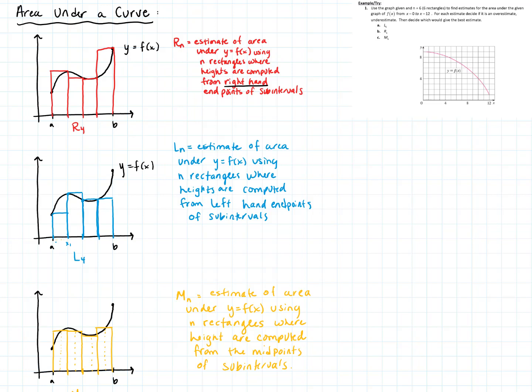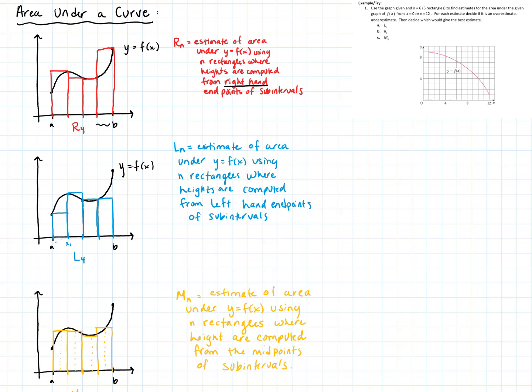Now, after we do an example, we're going to explore the idea of letting this N go to infinity, right? Because as we let N go to infinity, this estimate of an area will become an exact area. And it turns out if we let N go to infinity, the width of the subintervals goes to zero, which makes it such that it doesn't matter which point we used to create the heights of our rectangles.